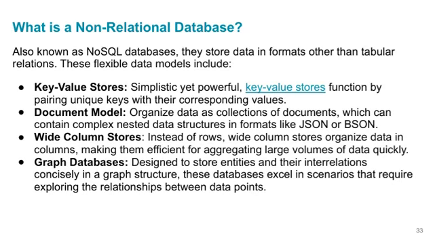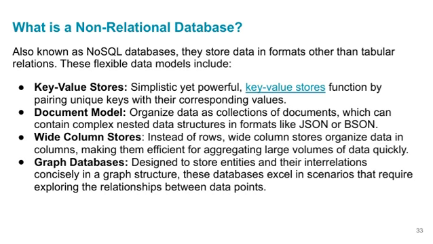So, what exactly is a non-relational database? Also known as NoSQL databases, these systems store data in formats other than traditional tabular relations. They offer a lot of flexibility in how data is organized and accessed. One common type is key-value stores, which are simple yet powerful. They work by pairing a unique key with its corresponding value, making data retrieval very quick and straightforward.